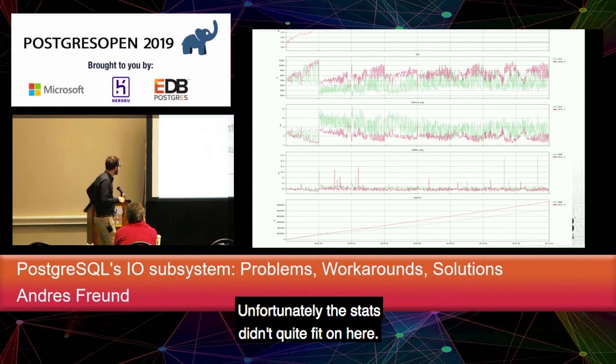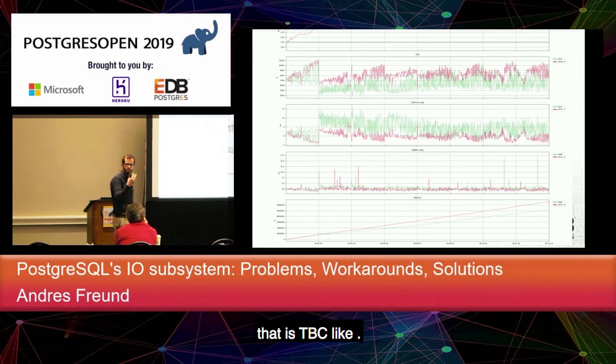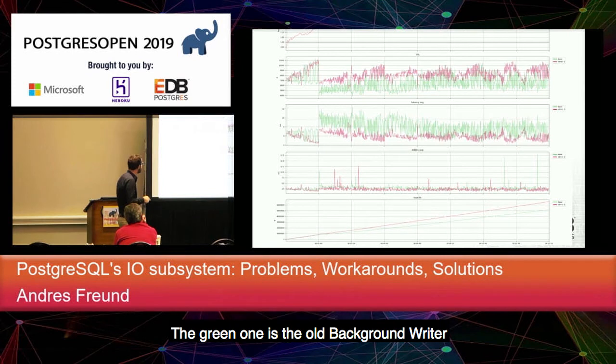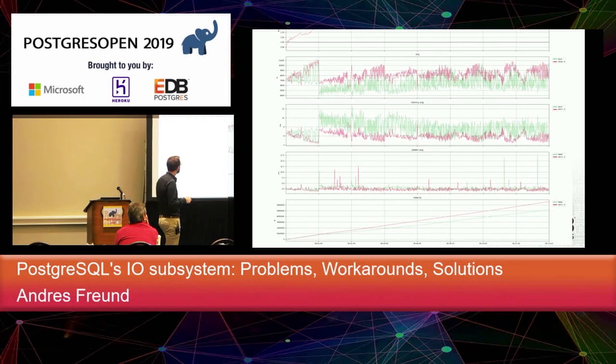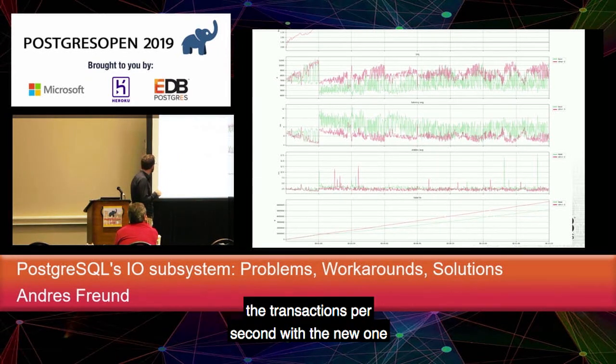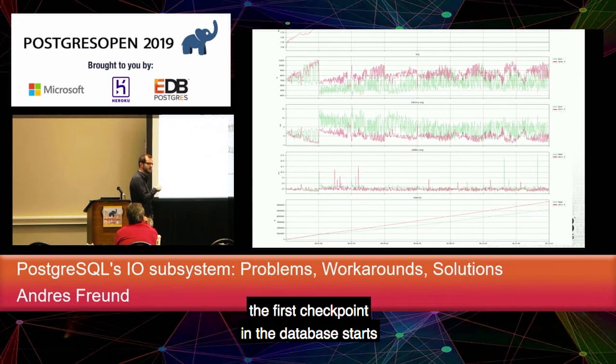Unfortunately, the stats didn't quite fit on here. This is for PGBench, that is a TPC-like workload that does a lot of data modifications. Base, the green one, is the old background writer. The red one is the new background writer. And you can see that the transactions per second with the new one is considerably higher, and especially after a certain amount of time. At the beginning, they're closer together, and the performance is a lot higher. That is because the database here was just started, and that is before the first checkpoint in the database starts.